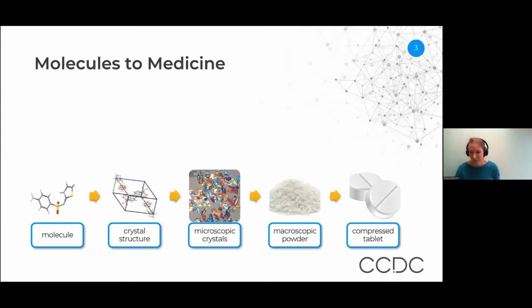I'm going to start off with something that is familiar to everyone, this sort of benchside chemist concept of molecule to medicine. So we start with our molecule, we transform that into a crystal structure, move that into microscopic crystals and then a powder, and that powder gets compressed into a tablet.